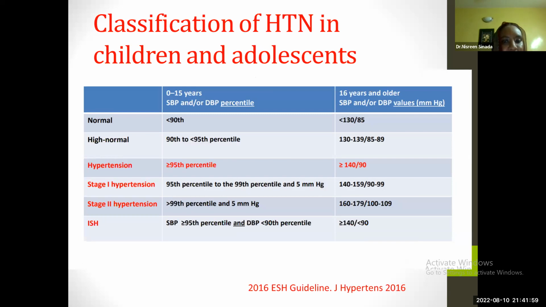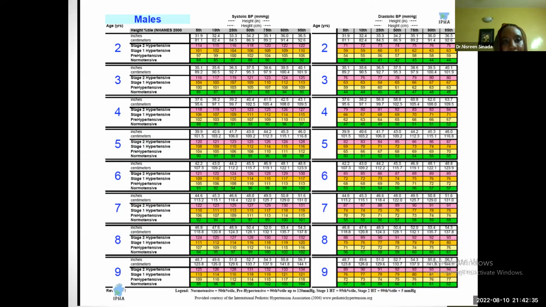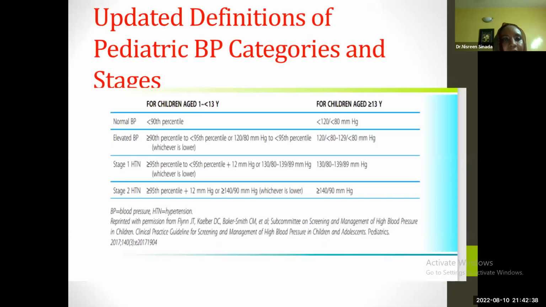This is the classification from the European Society of Hypertension guideline in 2016. They defined patients by age, from 0 to 15 years and 16 or older. Hypertension, as we said, is at or above the 95th percentile, with stage 1 and stage 2 hypertension as we said. But in those 16 years or older, hypertension is defined as blood pressure of 140 over 90 or more. This is the centile chart table according to the age, height, and sex.